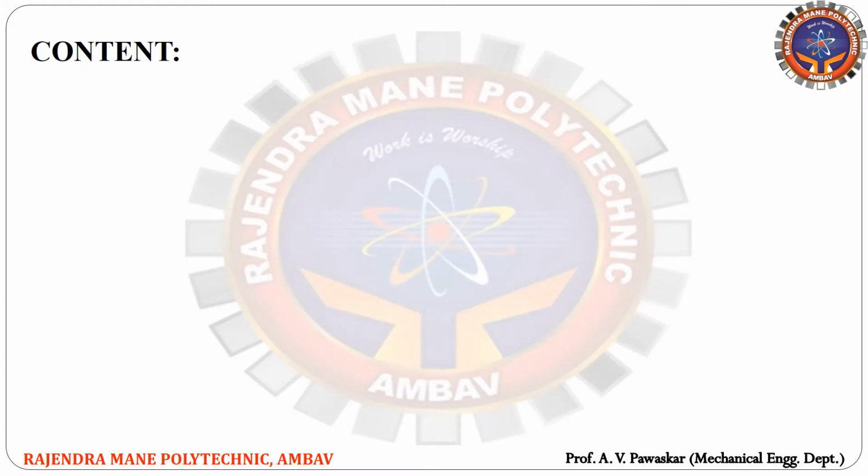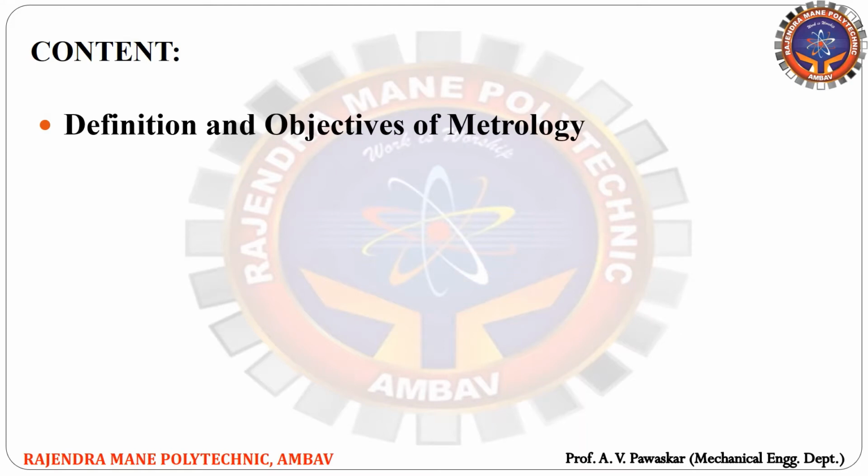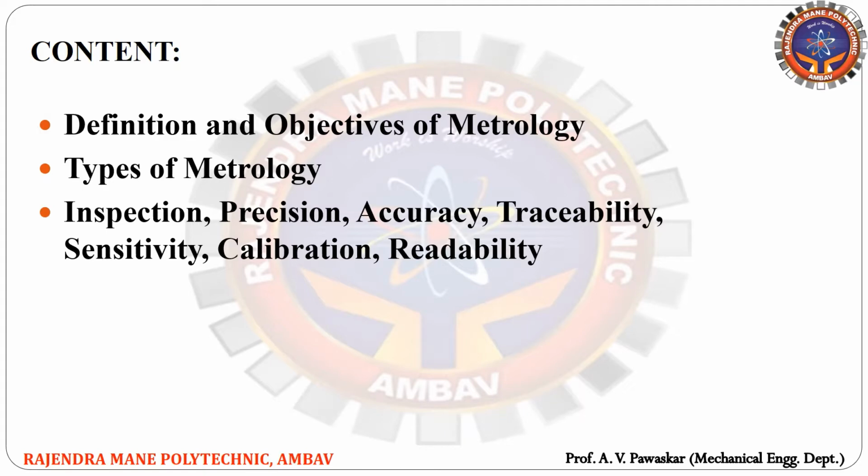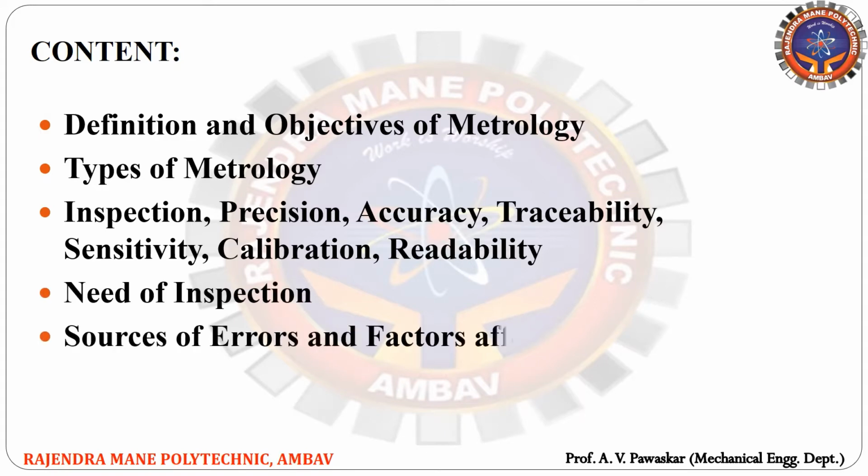In the previous two videos, we discussed the definition and objectives of metrology. Then we discussed types of metrology. Then inspection, precision, accuracy, traceability, sensitivity, calibration, readability. So these are the main or important terminologies used in metrology, right? Then we discussed the need of inspection, and the sources of errors and factors affecting the accuracy.